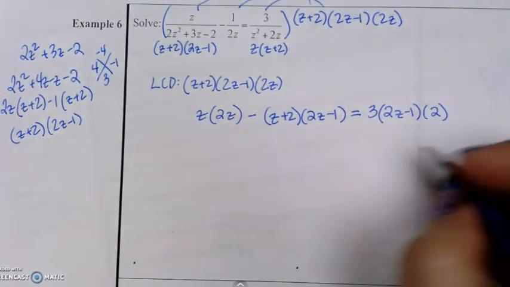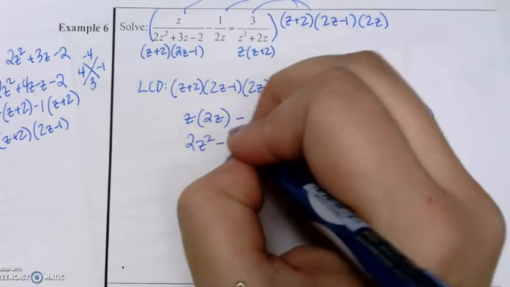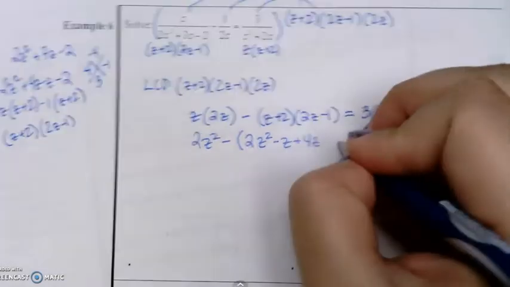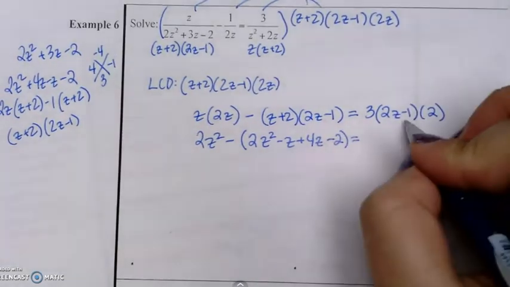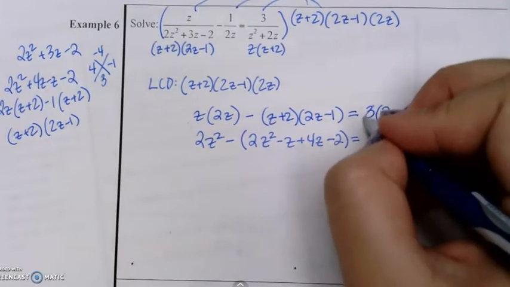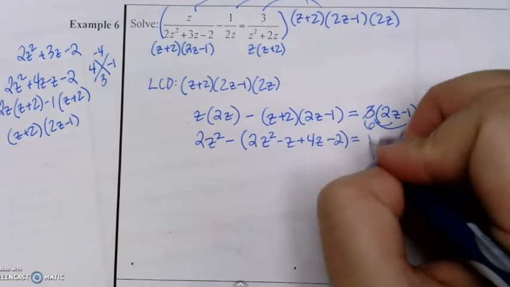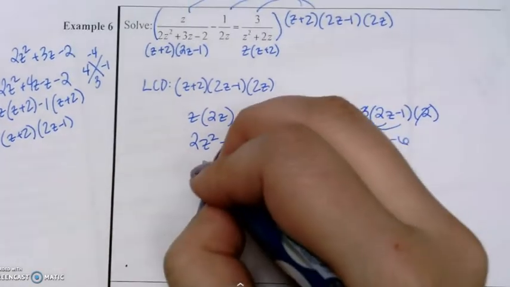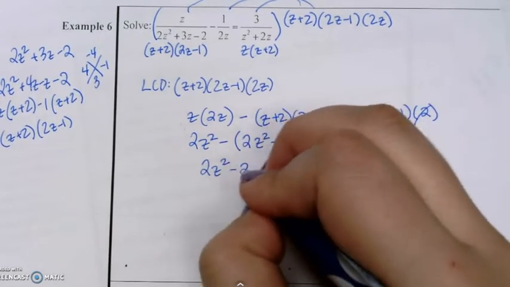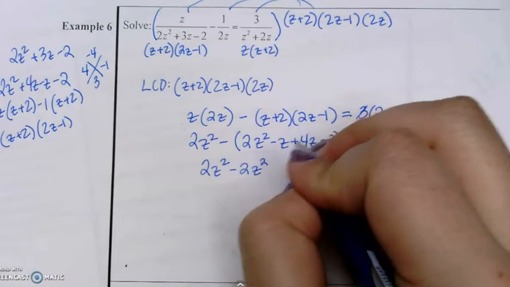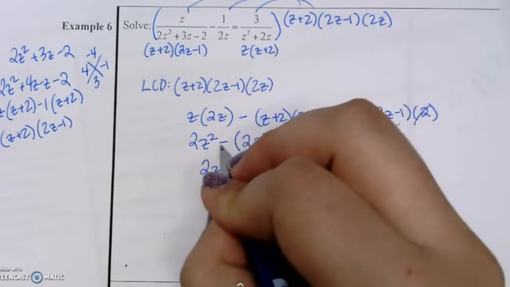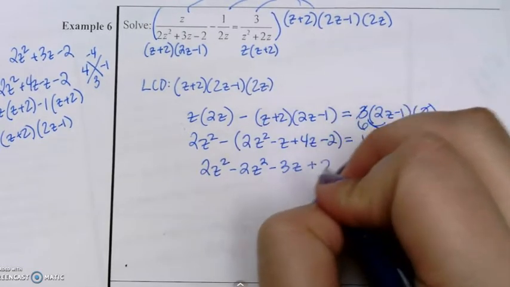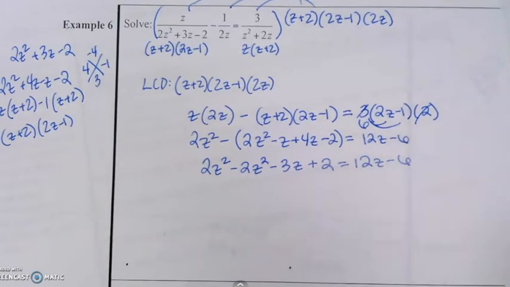And then distributing everything through, so 2z squared minus, distributing here, 2z squared minus z plus 4z minus 2 equals, I'm going to multiply the 2 times 3 first to get 6, and then distribute that, so 12z minus 6. Distributing the negative and collecting like terms, we get 2z squared minus 2z squared. This becomes a plus 3z minus, so minus 3z minus 2. Distributing the negative becomes plus 2 equals 12z minus 6.